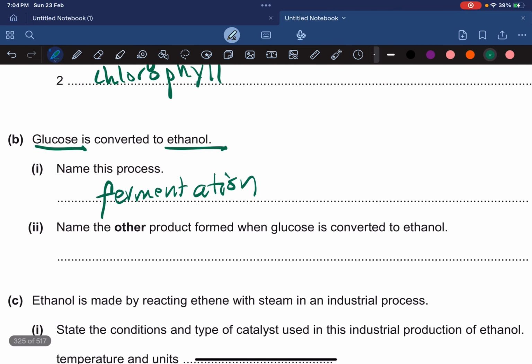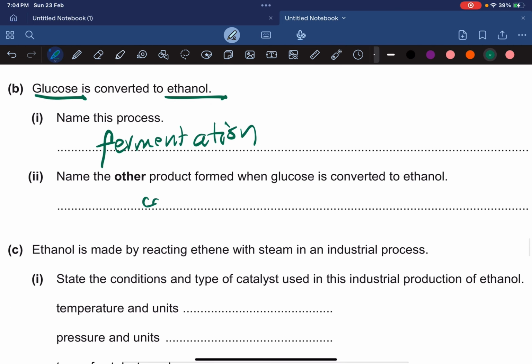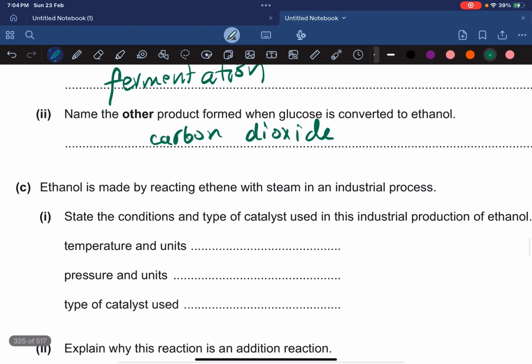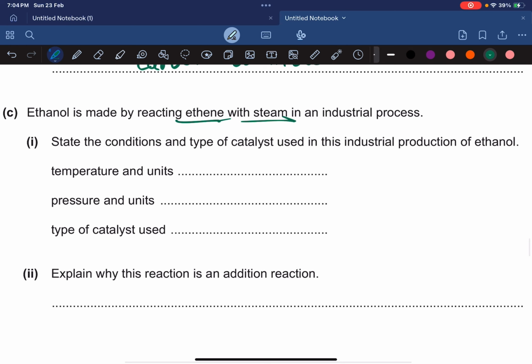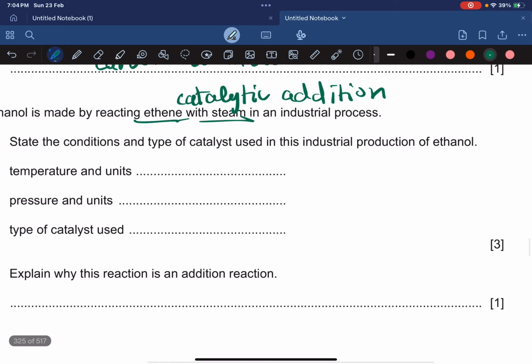Okay? Name the other product formed when glucose is converted to ethanol. We just discussed it right now. Carbon dioxide. Ethanol is made by reacting ethene with steam. This process is known as catalytic addition. I'm just writing it so fast because I've learned all this. If you learn all this from the syllabus, you're going to be good to go. State the conditions for this type of reaction and the type of catalyst.